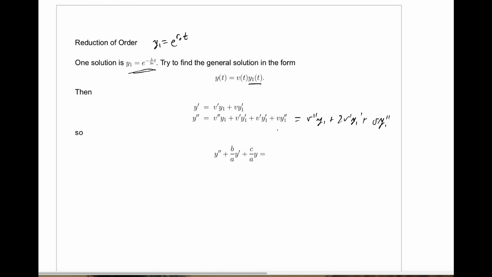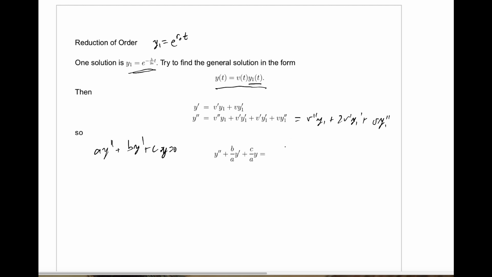So the question is, what functions v will then allow us to get a solution y of this form to be a solution to the differential equation y double prime plus b y prime plus c y equals 0. I've divided through by a and we get this, and let me write down what happens when we plug that in here.